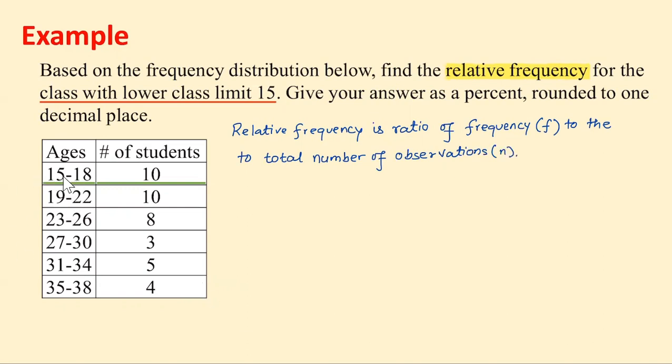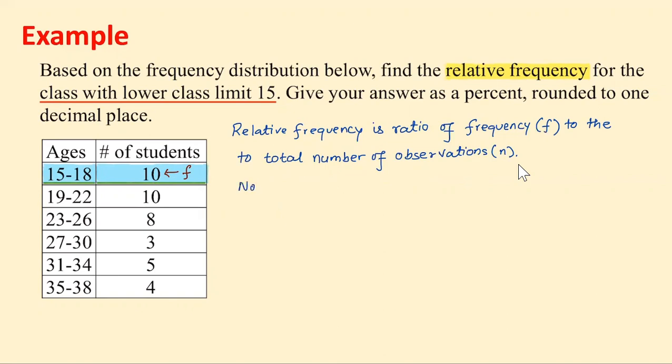For this class with the lower limit 15, you can clearly see the frequency is the number of students. That is 10. So for that class, frequency is 10. But what we don't have right now is the total number of observations, n. To find the total number of observations, we add all frequencies. So let's first find the total number of observations, which is n.